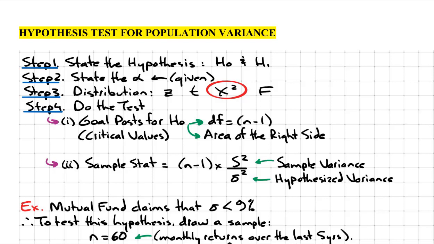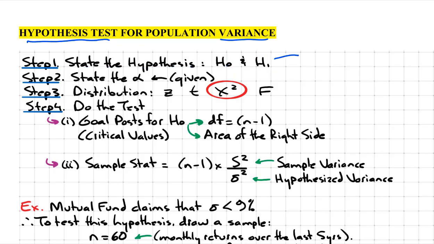Hypothesis test for population variance. Now the process for a hypothesis test is the same for variance and population mean. So we follow the same 4 steps that we've seen in the previous modules. The first step is to state the hypothesis. So there's the null statement and the alternative statement. If we reject the null statement, then we accept the alternative statement.